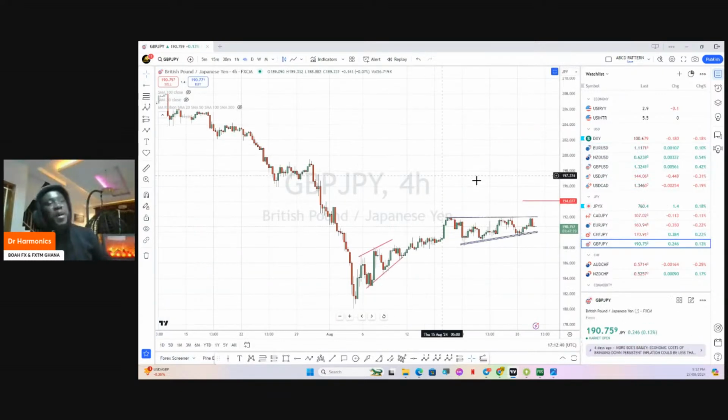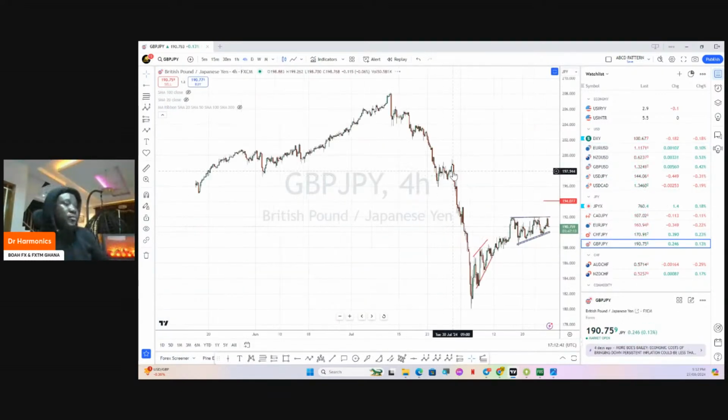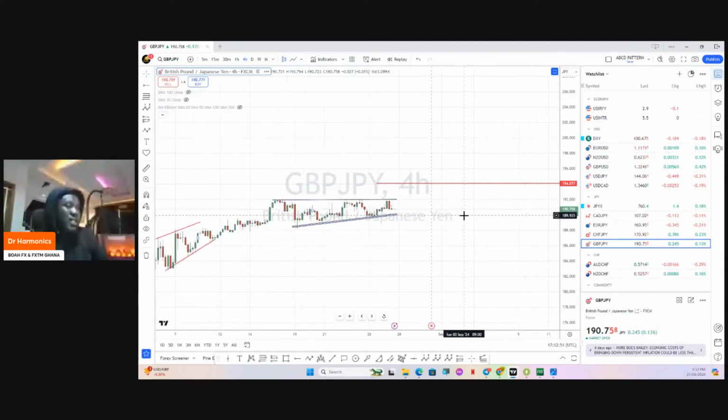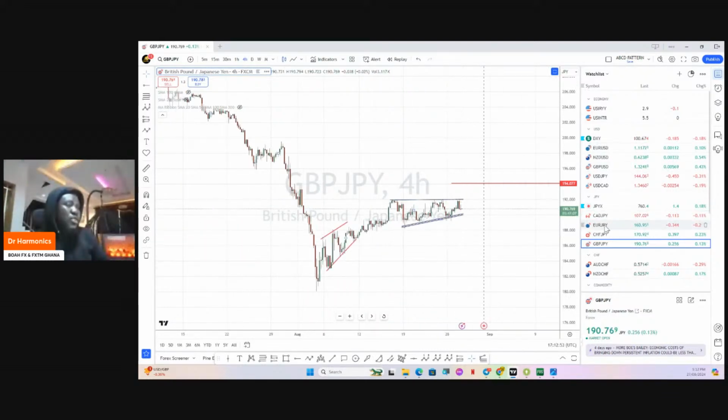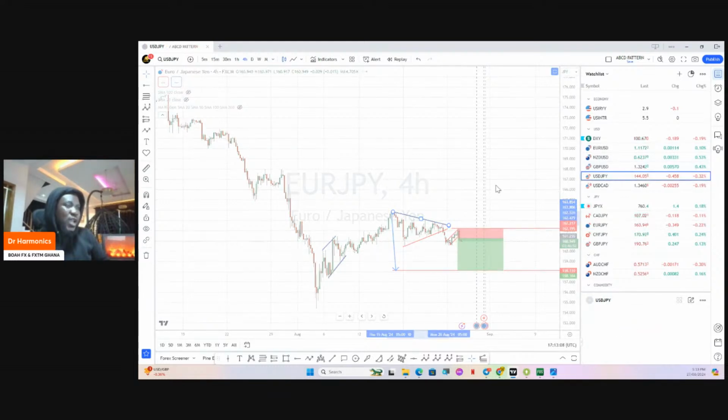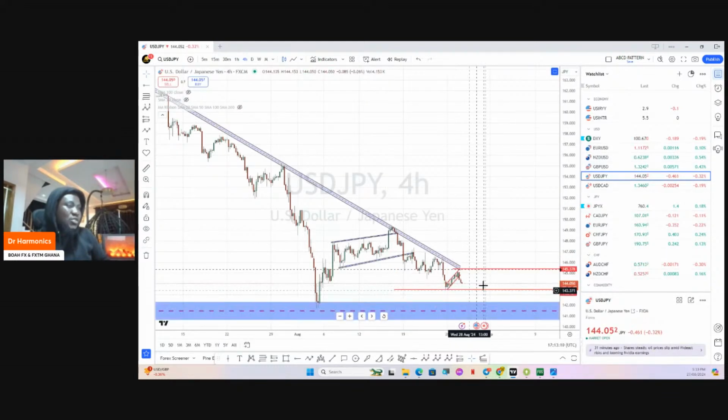Let's say with pound JPY, you see pound JPY is here to break. So what you want to see, Euro JPY has already broken and is going. It's yet to go and catch USD JPY, which has already fallen.